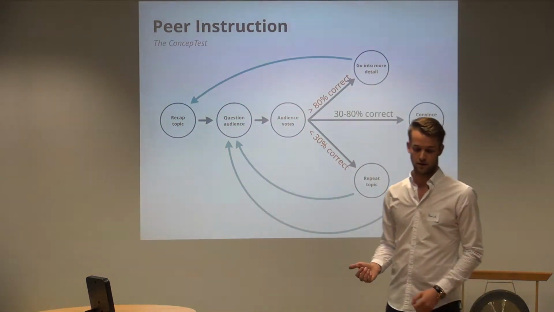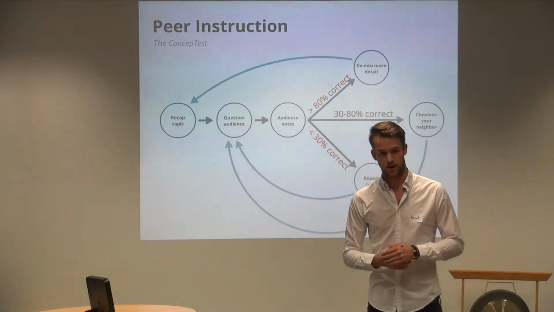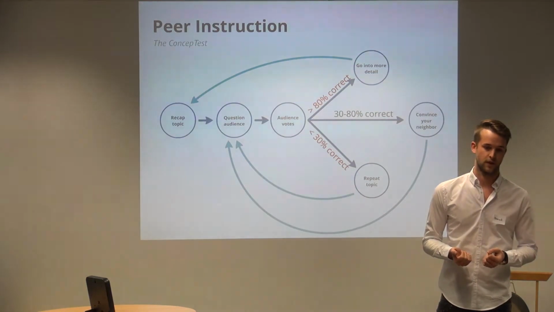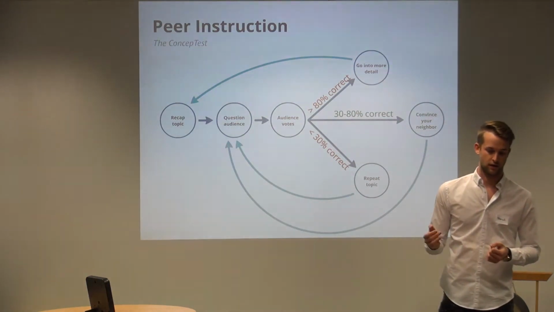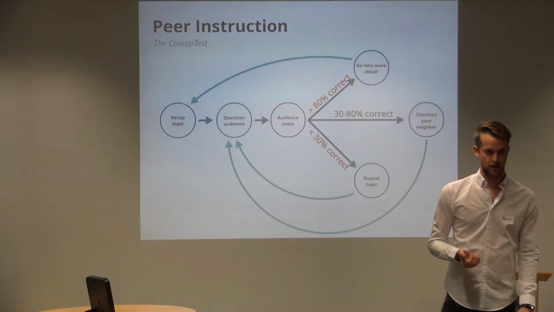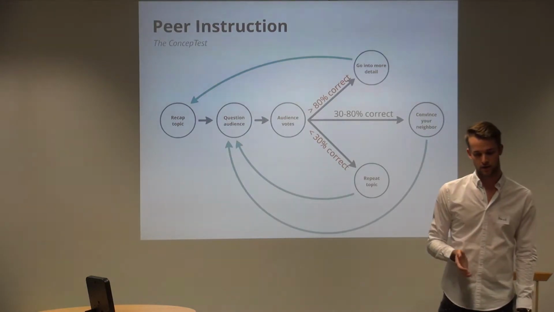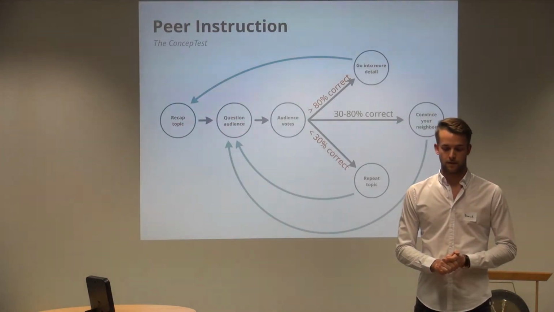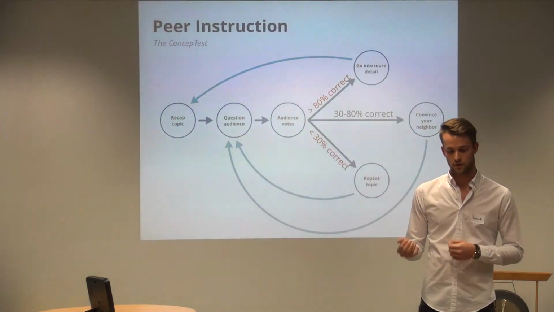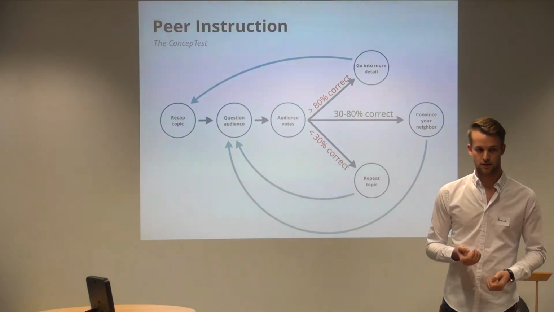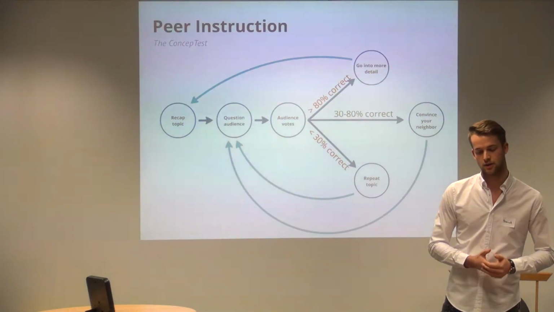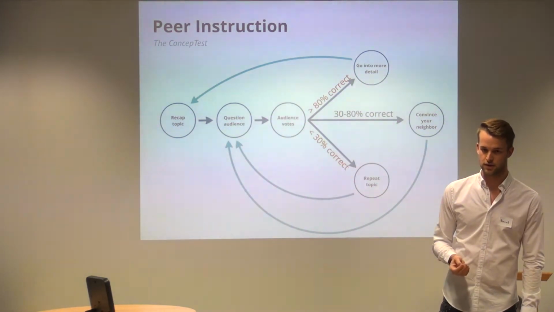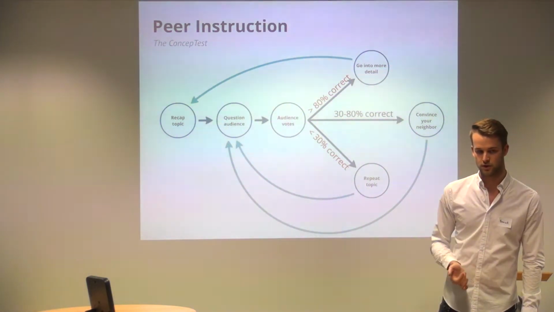If 30 to 80% got it correct, the students talk to each other for about 2 minutes, and then they answer the question again, and the results are collected once more, and then there are always more students who've got the correct answer. The reason for this is that it's actually harder to change the mind of someone who is right for the right reasons than it is to change the mind of someone who is wrong.